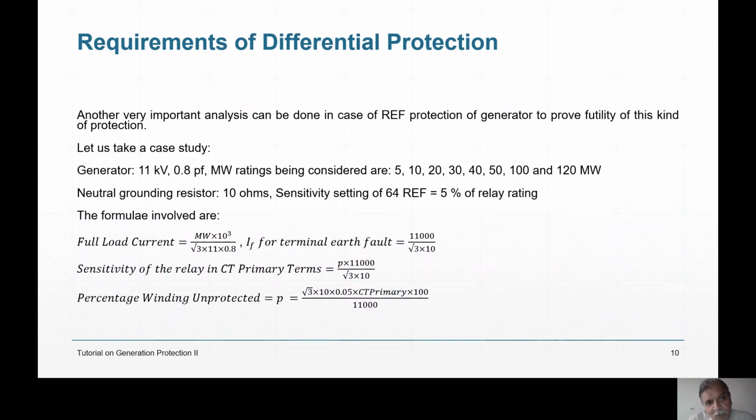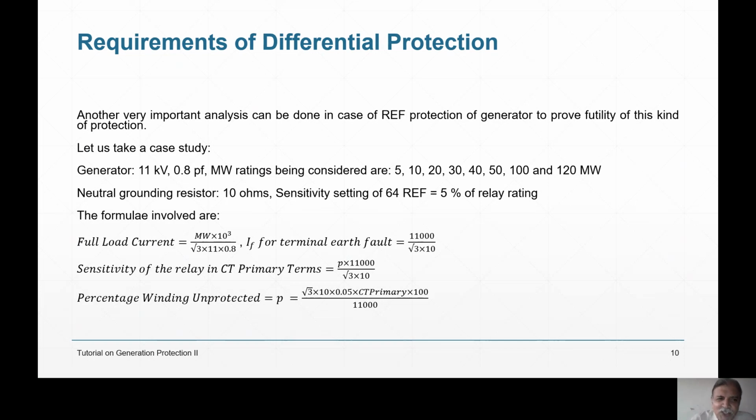We look at this problem from another angle. You see, very, very important analysis to prove the futility of this kind of protection, that is REF protection. We take a simple 11 kV 0.8 PF generator and we vary the megawatt rating 5, 10, 20, 30, 40, 50, 100, 120. And so you can go on increasing. Usually 11 kV means 120 megawatt. Then if you go for 210 megawatt, then you have to increase the voltage because otherwise the current will increase.